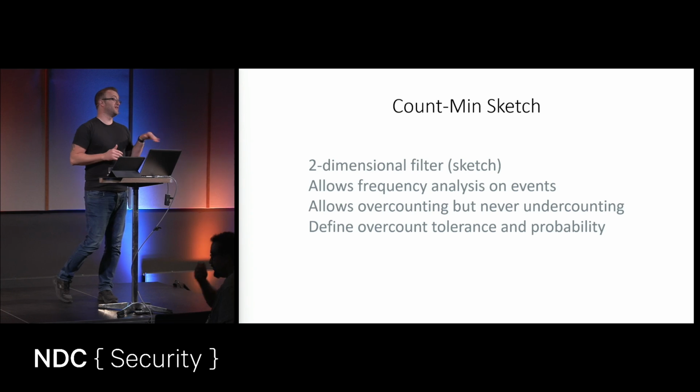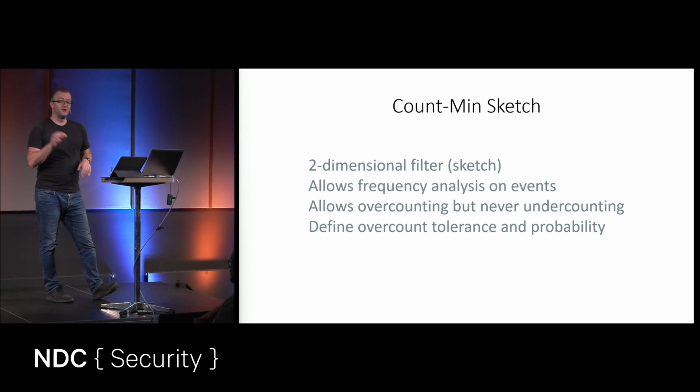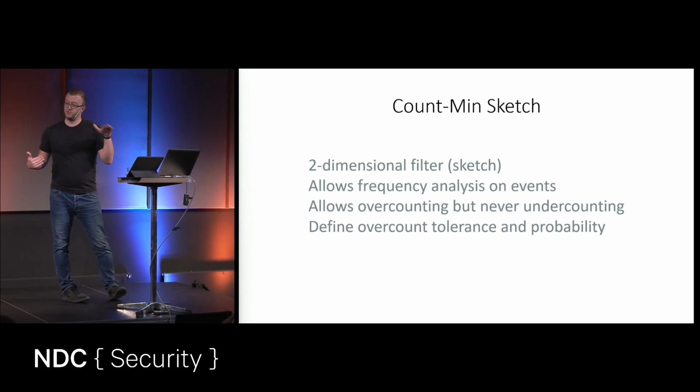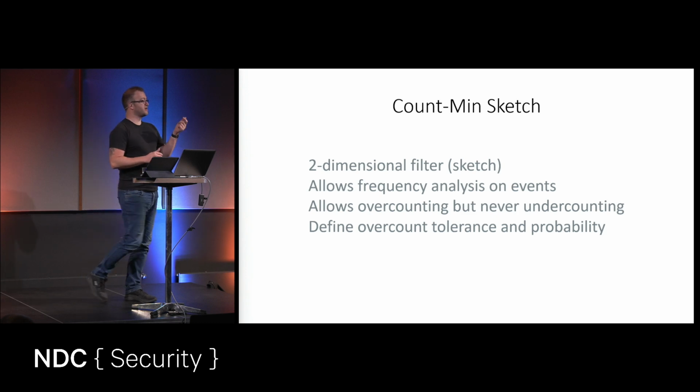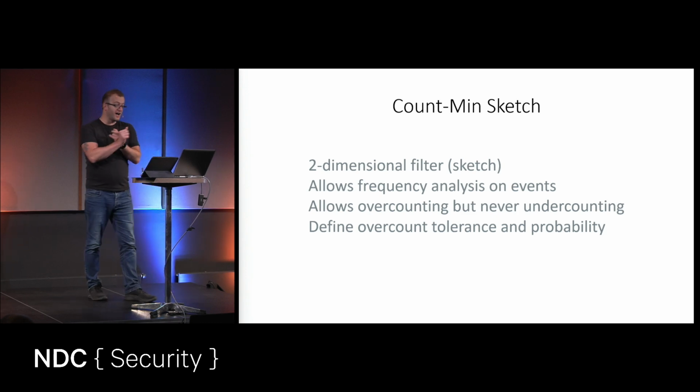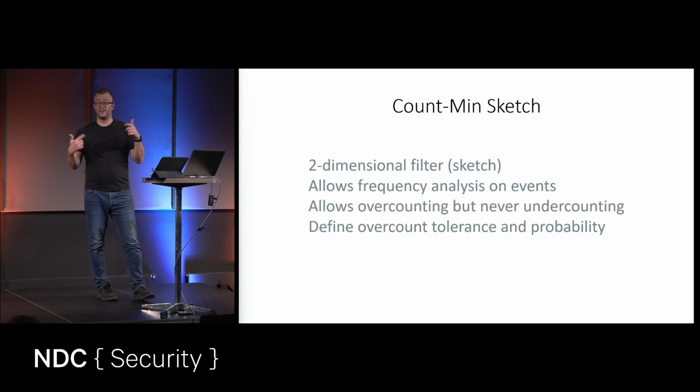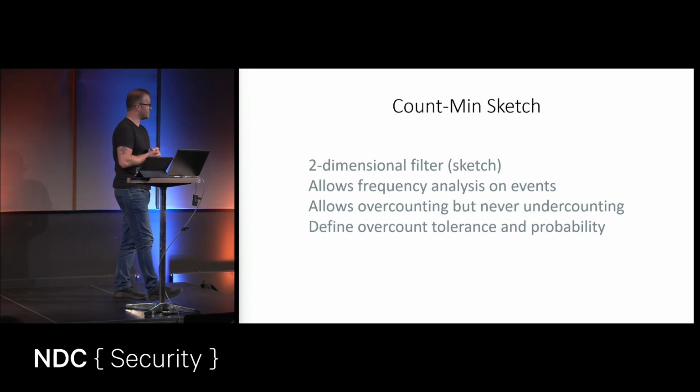We're also using a count min sketch. Now, a sketch is just a two-dimensional bloom filter. The bloom filter I showed you earlier, one-dimensional, right? Sketch, two-dimensional. That's the only difference. It allows frequency analysis on events at high volume. And of course, we're processing thousands and thousands of payloads a second. Frequency analysis is really helpful for us.